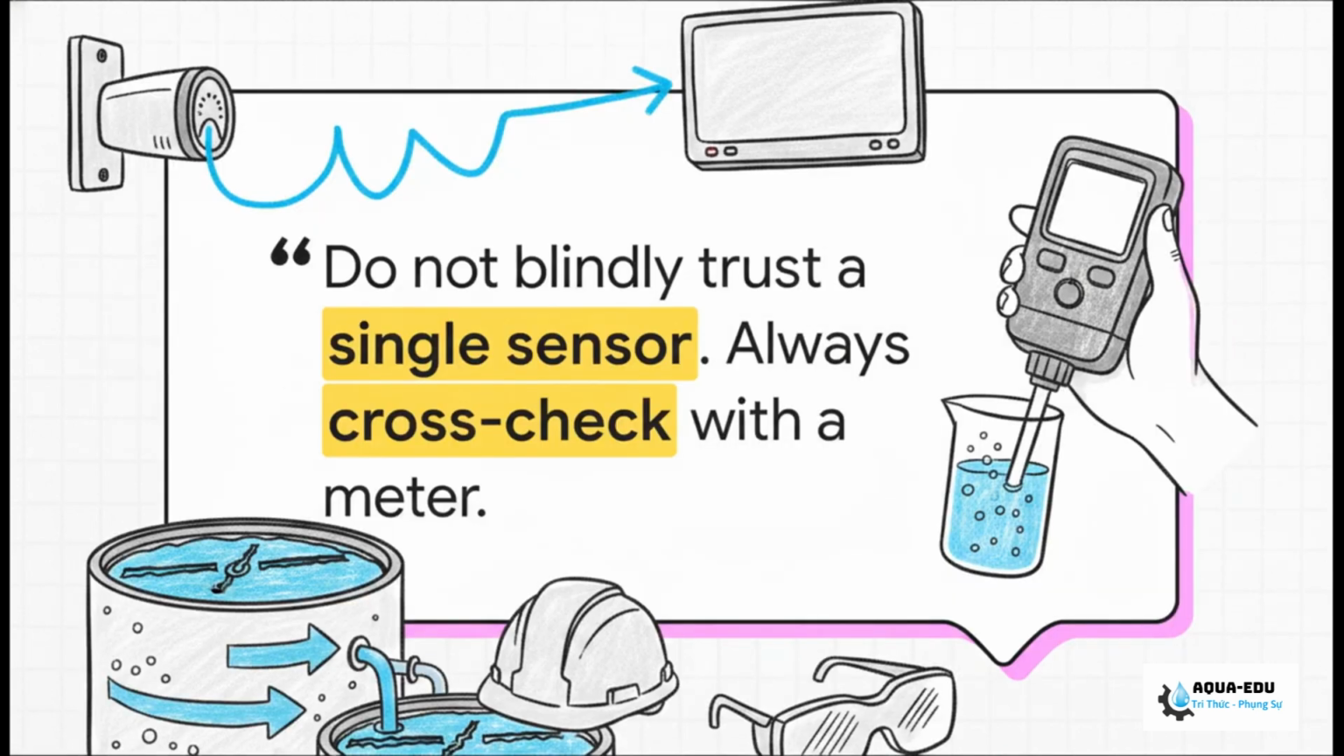If you take away absolutely nothing else from this explainer, let it be this golden rule of water operations. Do not blindly trust a single online sensor. Always, always cross-check with a portable meter. Your SCADA system is a brilliant assist tool, but at the end of the day, your field judgment as an engineer is final. Don't ever forget that.